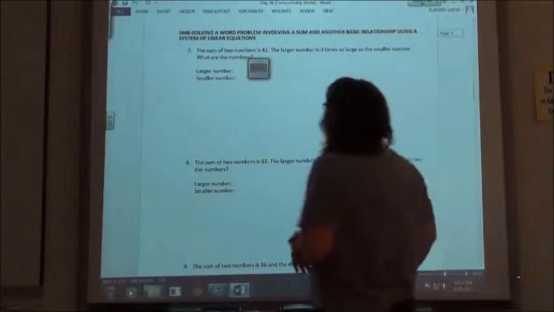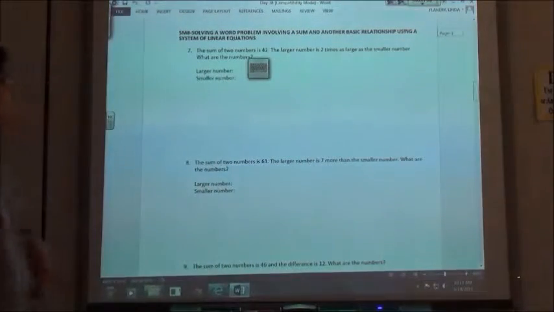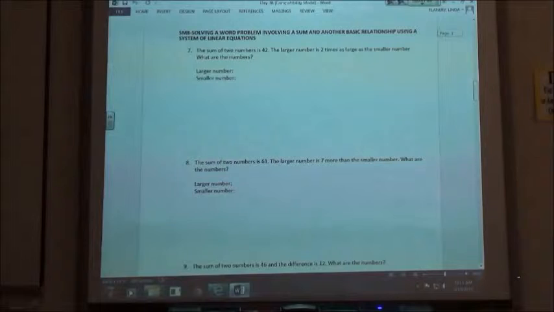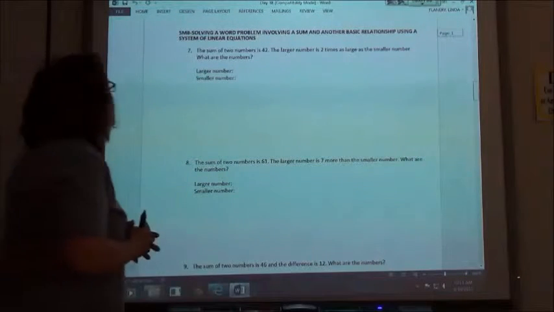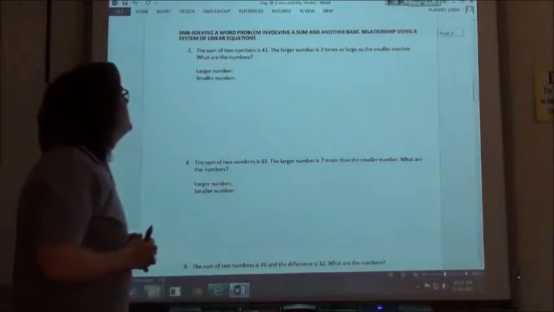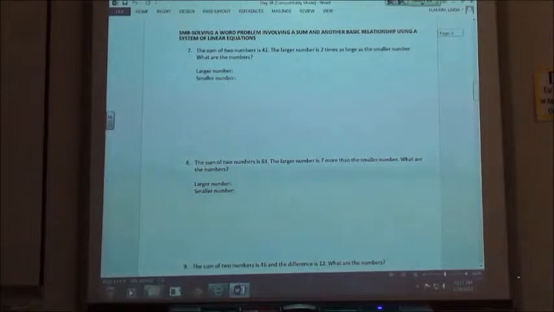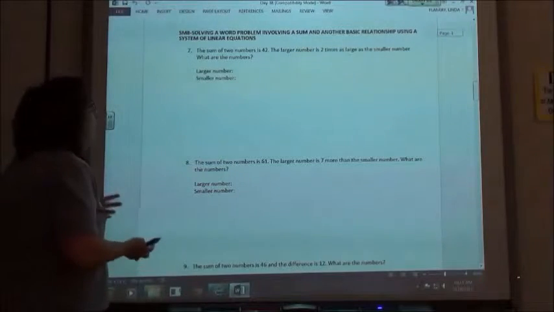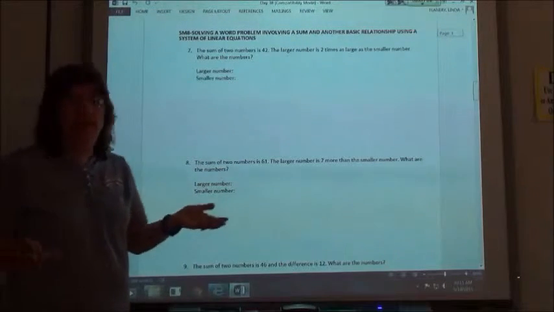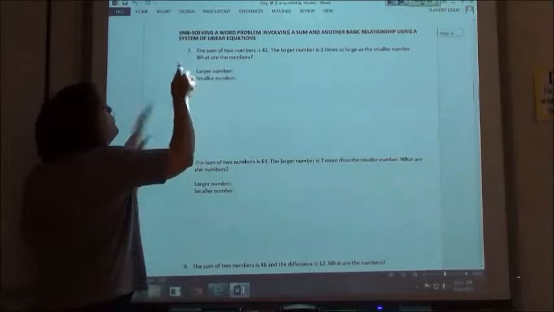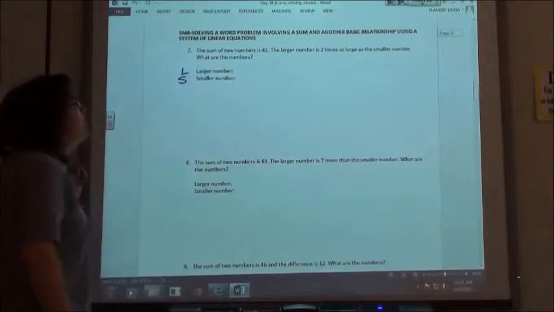Solving a word problem. We are going to do systems of equations because we have two different unknowns. Number 7 says the sum of two numbers is 42. The larger number is 2 times as large as the smaller number. What are the numbers? I like to use variables that make sense to me, so I'm going to use L for my large number and S for my small number.